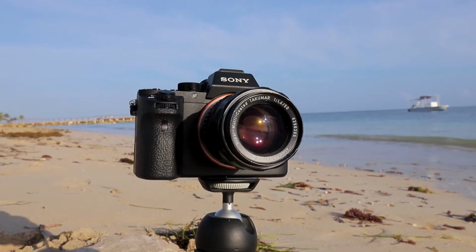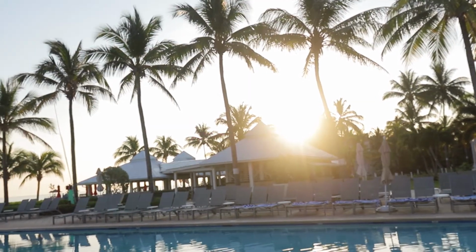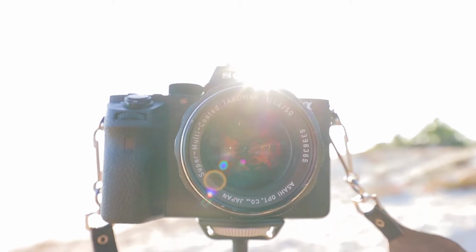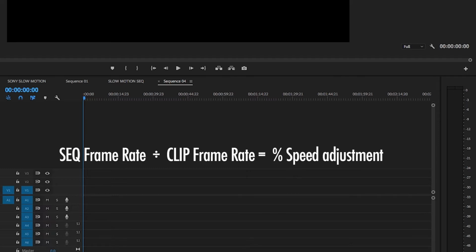Now, the next thing to keep in mind when bringing this footage into your edit is how much you can effectively slow it down and still have it hold together. Now, figuring this out is actually pretty simple. Take your sequence frame rate setting and divide it by the frame rate of the shot footage, and that will give you the percentage you can slow the clip down.